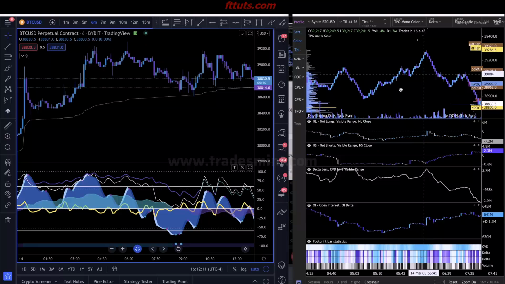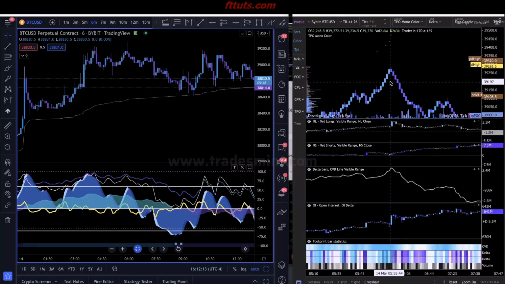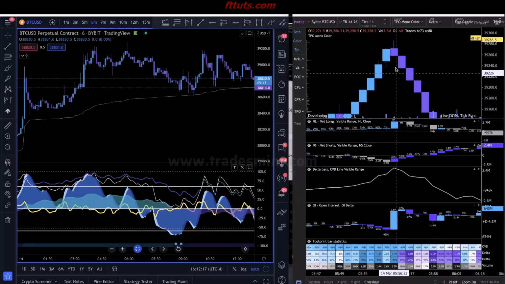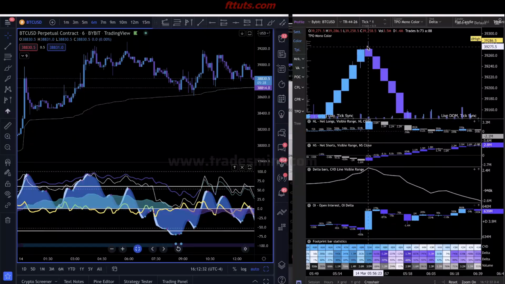And so we can see up here, look at this. We have massive amounts of volume coming in. Our delta is 99% positive. And then all of a sudden, what do we have? We have a reversal candle. And all of a sudden, we see a whole bunch of shorts coming in, right?